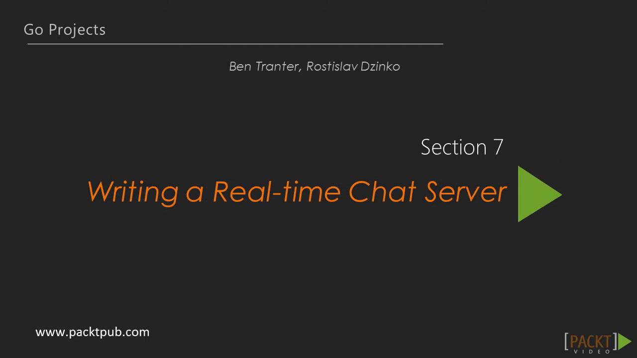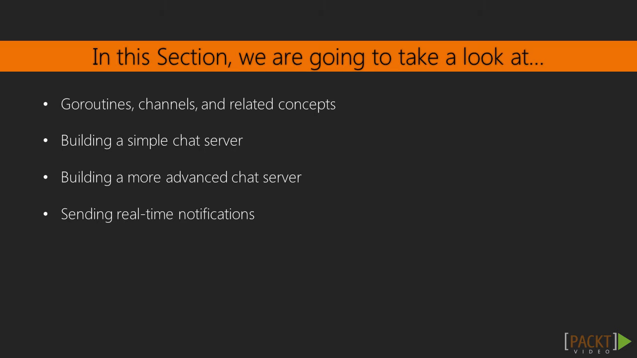Hello again, folks, and welcome to the 7th section of the course. In the previous section, we learned how to write a streaming JSON API to interact with our data. In this section, we will learn all there is to know about concurrency in Go.